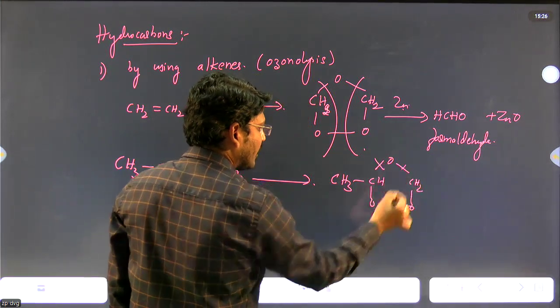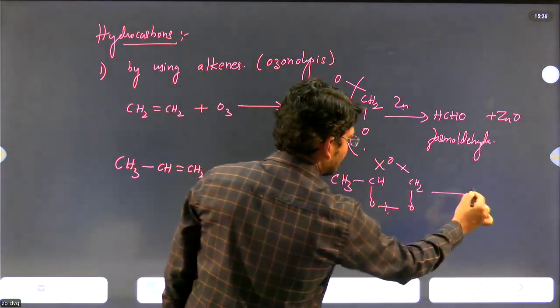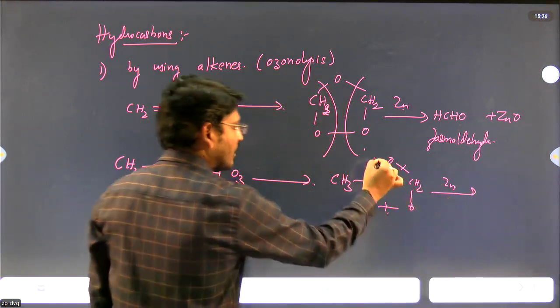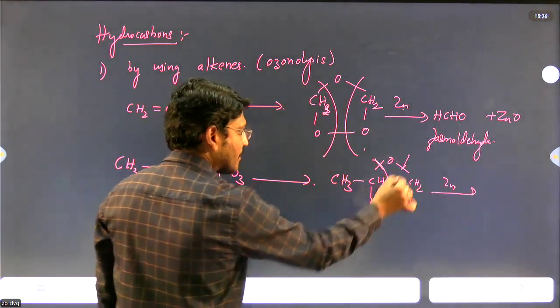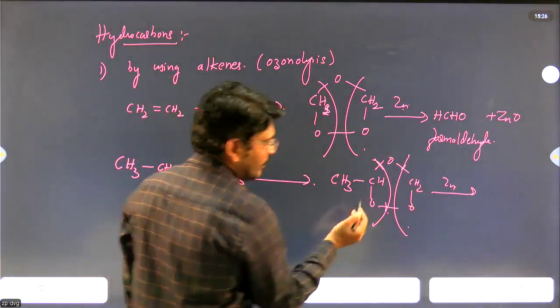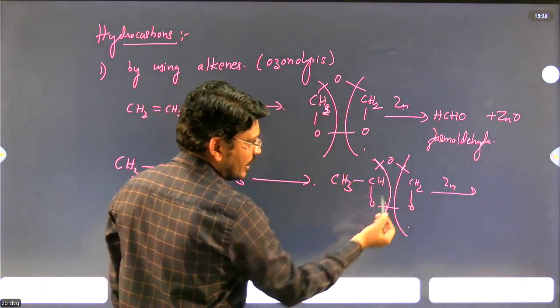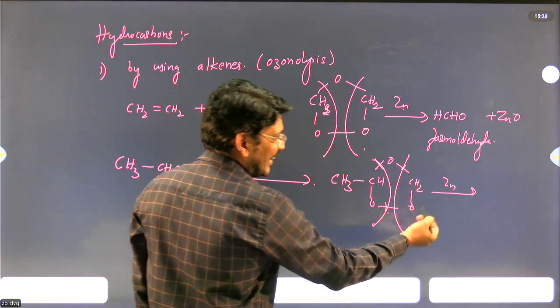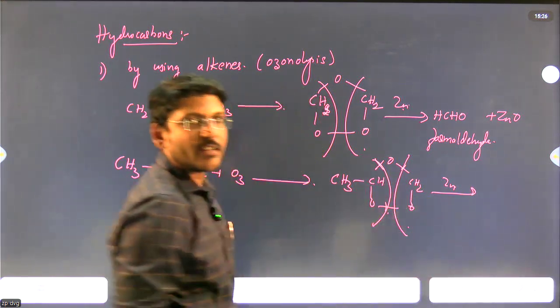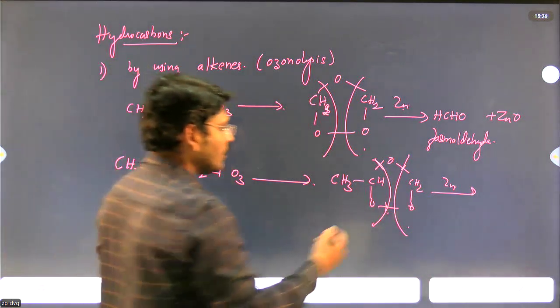Breaking does not happen by itself, it happens in the presence of the same zinc and hydrogen peroxide. Then breaking of bond takes place. Observe, we get two different products: one is CH3CHO, and the other is CH2O. CH2O can also be written as HCHO.